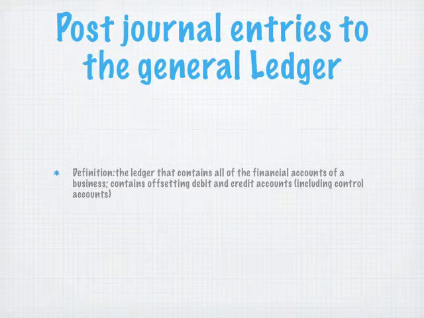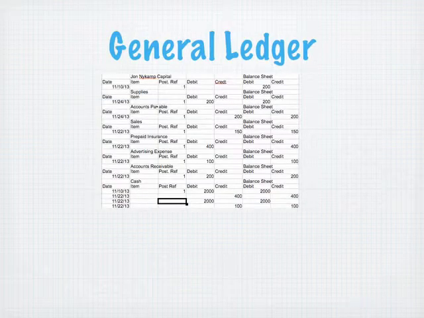Post journal entries to the general ledger. The ledger is basically financial accounts of all the business actions containing debits and credits. Here's my general ledger of all the different general accounts, from supplies, accounts payable, prepaid insurance, advertising expense, accounts receivable, and cash.